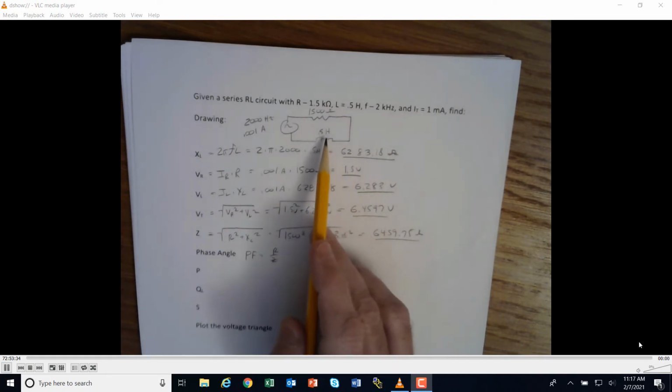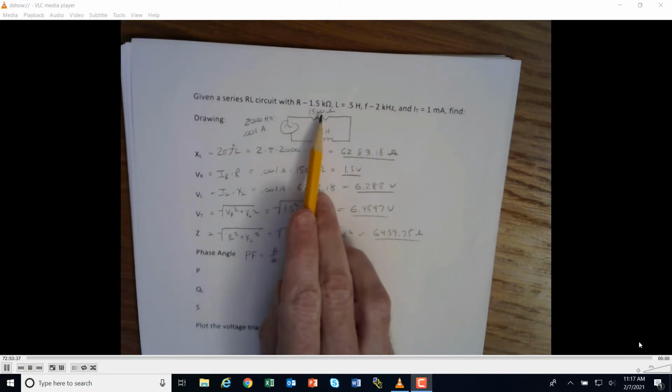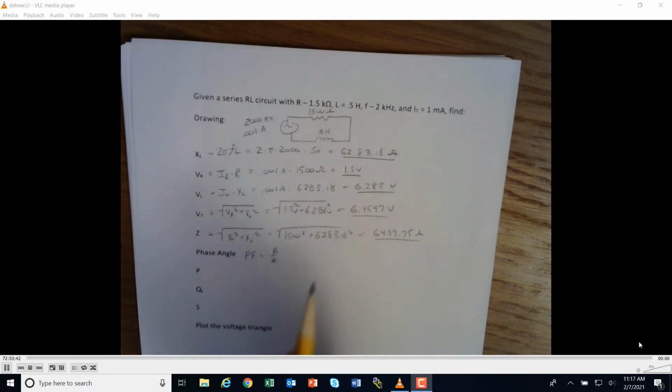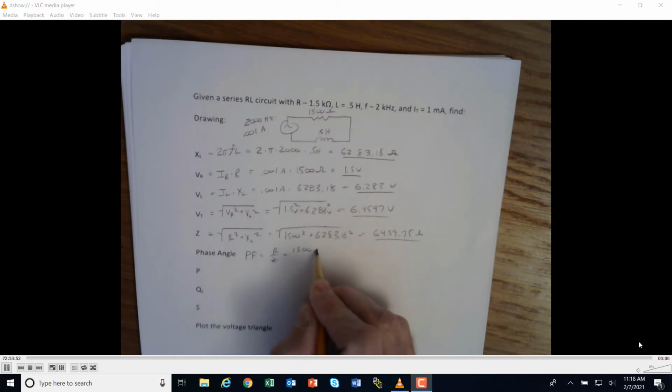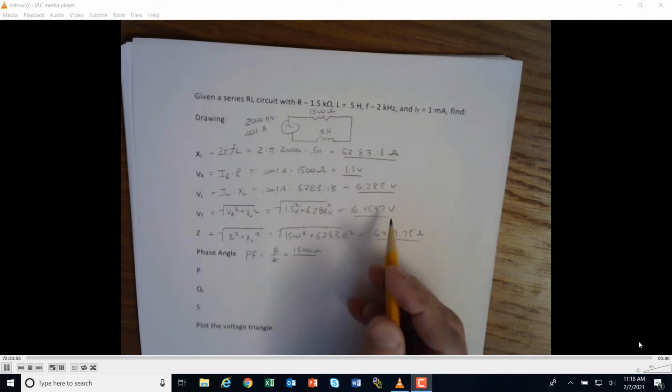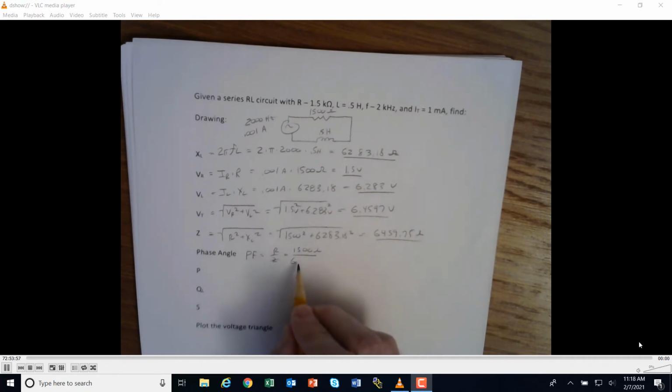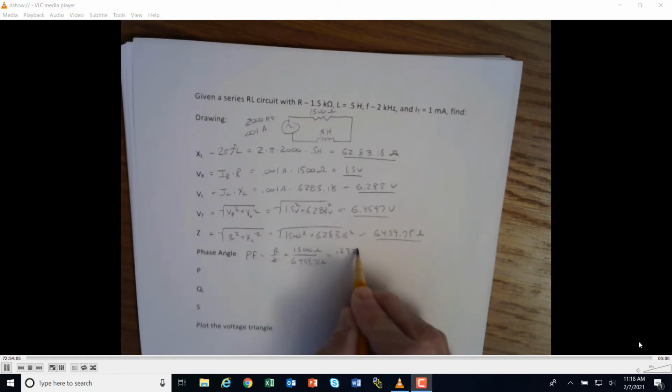It's nothing we can do about it. And so what we are going to do is figure out what percentage of real work versus total work or watts that we're paying for. Okay. And so what we have here is 1,500 ohms for that resistance, and my total impedance was 6459.75 ohms, and you divide that, I get 0.2322, which is 23.22%. So this isn't a very efficient circuit at all.